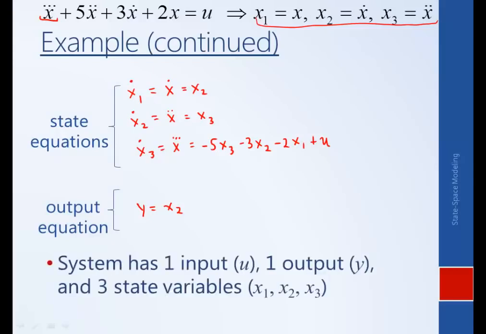This particular system has one input, u, it has one output, y, and it has three state variables, being x1, x2, and x3.